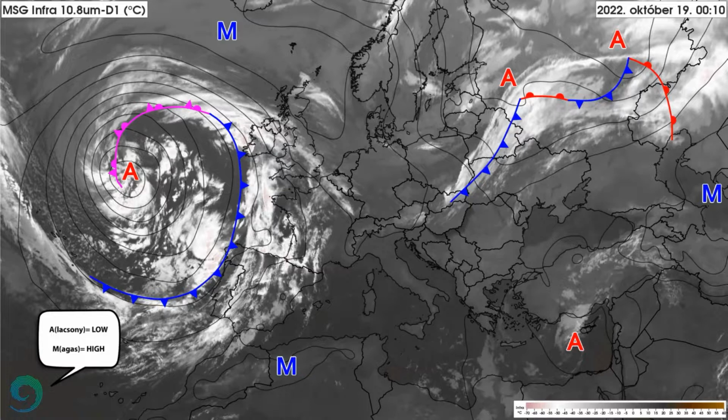Here I would like to mention that in Hungary we use the letter A to mark the low pressures. You can see them here, and with the letter M we mark the high pressure systems. You can see it here. So what do we see? Here is a frontal zone with cold and warm fronts, and here is a big stationary structured cyclone.